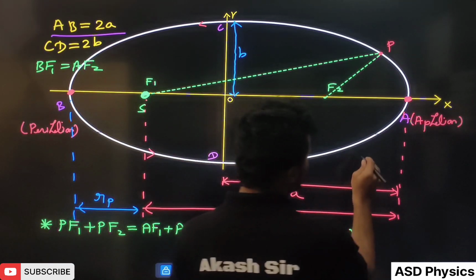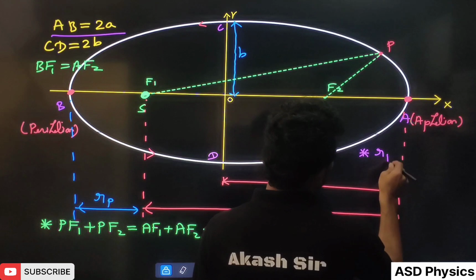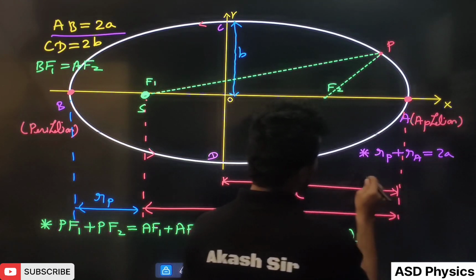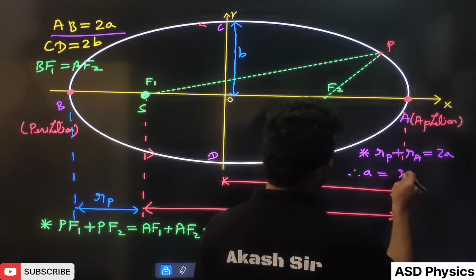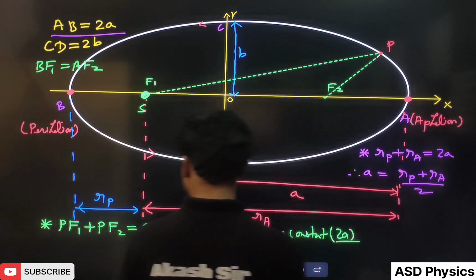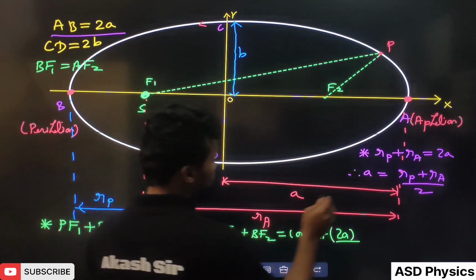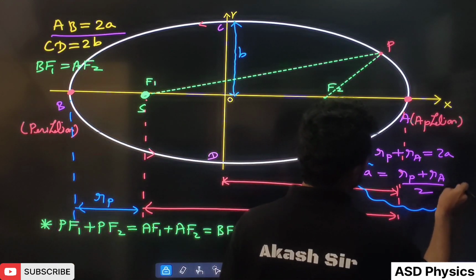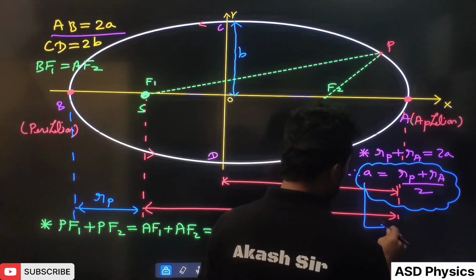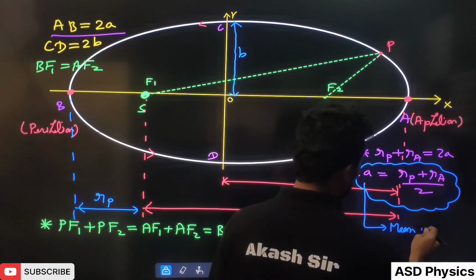2a. So students, here I am writing again. You can see very well this RP plus RA is equal to how much? 2a. Hence, what is a? a is given by (RP plus RA) by 2. Okay, students. So this a is called what? This a is called, as I told you very well, the semi-major axis, or even this a is called mean radius also.